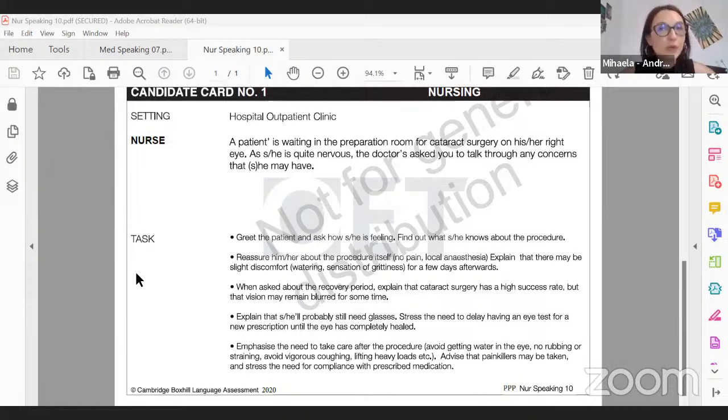Oh, I understand. But when I am at home, what do I have to do in order for the eye to heal well? Do you have any recommendations? Probably not to make a big effort. You should not strain your eyes too many times. And to protect the surgery, I think it's a bit better to wear your glasses.